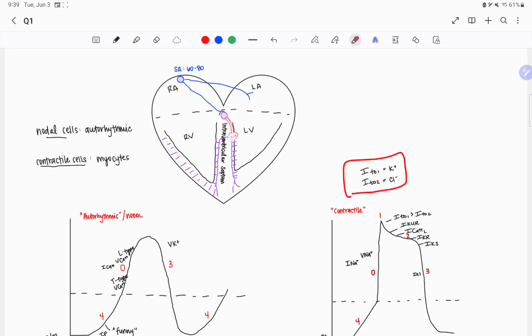And then the AV node depolarizes and sends the signal down here to what's called the bundle of His. And then that bundle sends the signal to contract in the ventricles. Okay, so then it sends it down these pathways, and these are called Purkinje fibers, and they're just all straight down here along in the muscle walls of our ventricles.